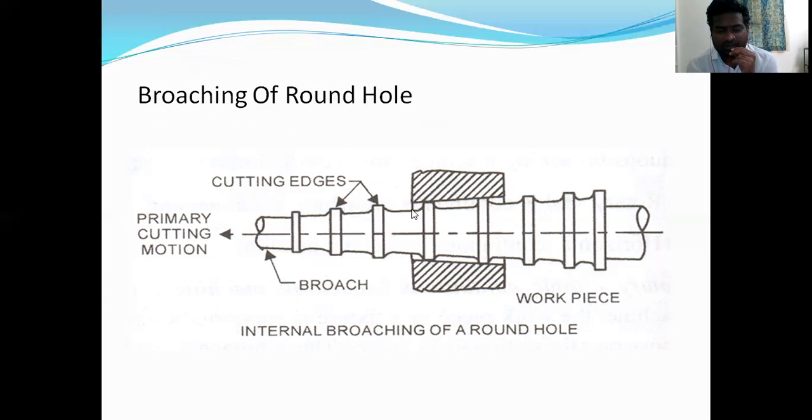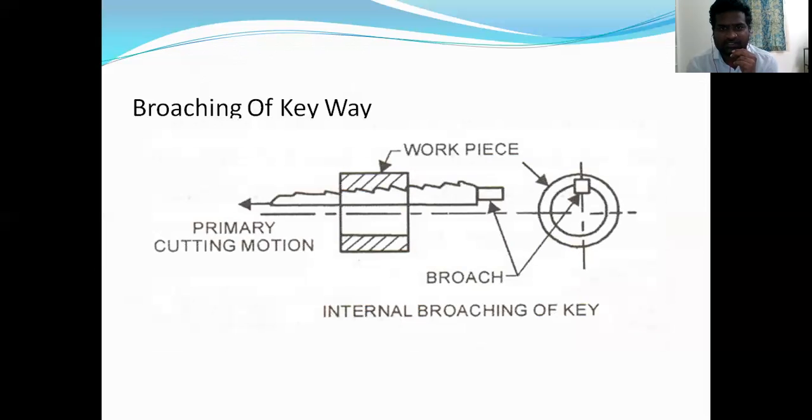So here in this diagram we have observed that it is going up to here, and the remaining diameter cutting edges are not moving through this round hole, because if it is moving through this round hole, the diameter of the internal surface has been changed. The entire process is going wrong. So that's why broaching of round hole is done like this, and broaching of keyway.